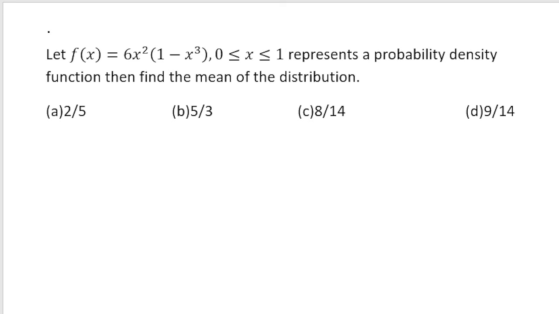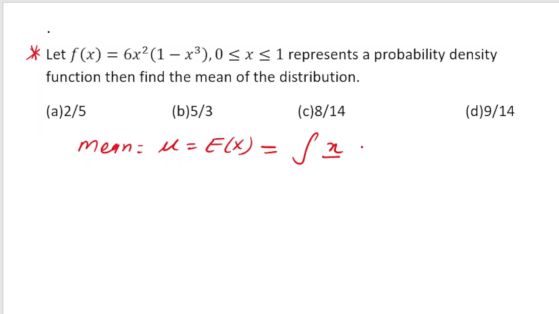Very simple question. This is an important question, so you need to understand this, and this kind of question can be asked. If f of x is equal to this represents a probability density function, then find the mean of the distribution. So how do you calculate the mean of the distribution? The mean of a distribution is mu, which we also represent by expectation of x. I am writing all these things so that you are thorough with the concept. It is equal to integral of x into f of x, because it is continuous.